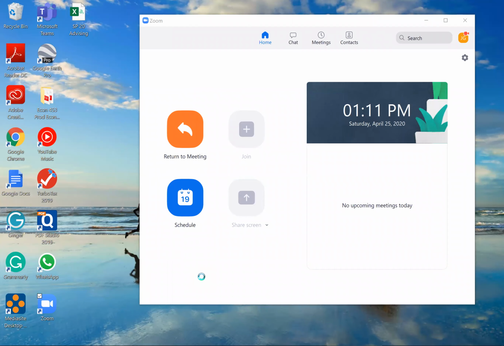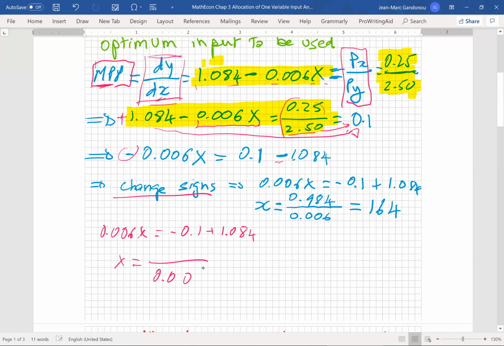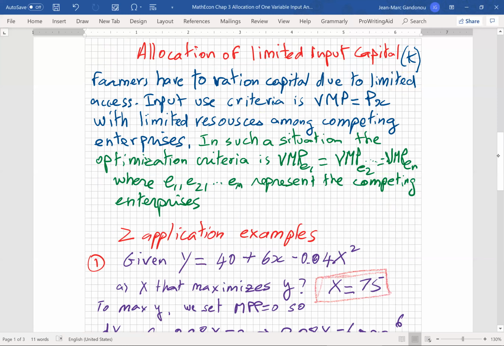Word is having some problem here. Okay, and here I have minus 0.1 plus 1.084. And so that's what gives me this number here. And so x is equal to 164. So this is the example that is in your textbook that shows how you get the optimum output.